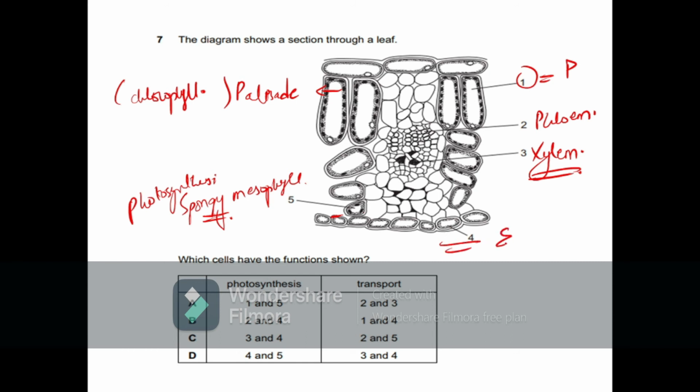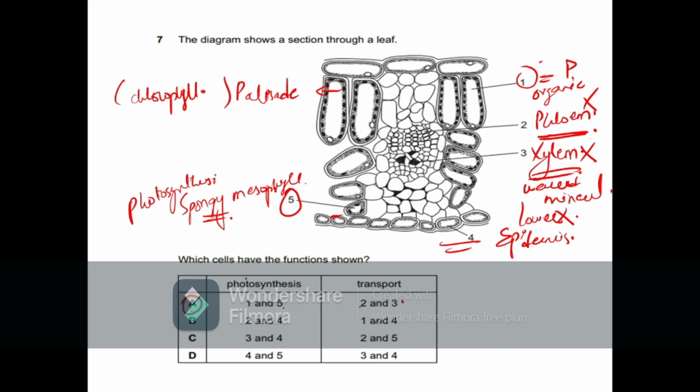And these are basically epidermal cells, lower epidermis. It is also devoid of chlorophyll. You can observe here that there is no chlorophyll present inside, so it could not perform photosynthesis. So only 1 and 5 could perform photosynthesis, not 2, not 3 and not 4. So 1 and 5 perform photosynthesis, yes. And 2 and 3 transport, yes. Phloem transports what? Food, organic food. And xylem transports water and dissolved minerals. So option number A is the right option.